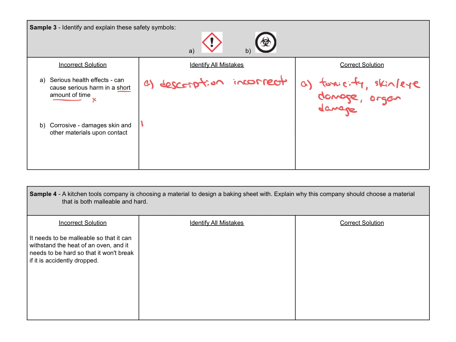B, they wrote corrosive and it damages skin and other materials upon contact. So that is what corrosive means. However, that does not match what the symbol shows. The symbol here is a symbol for a biohazard.